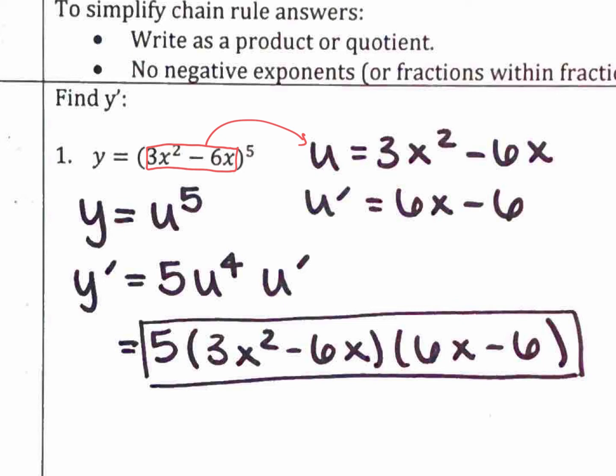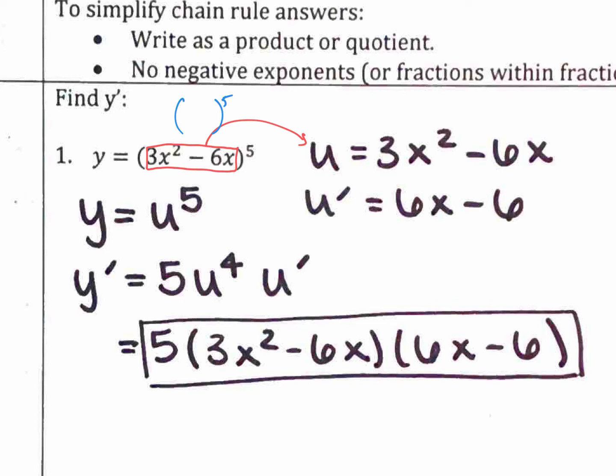The outer function then is saying something to the 5th power. Well, I know how to do a derivative of something to the 5th power, right? I just bring down the 5 out front and then decrease that to a 4. So the derivative of something to the 5th power would be 5 times something to the 4th times the derivative of that something.